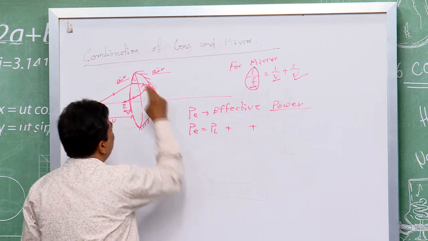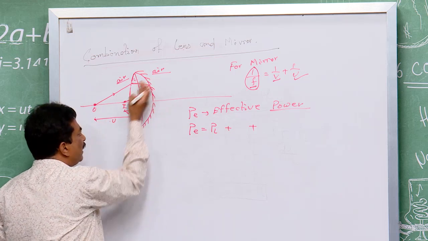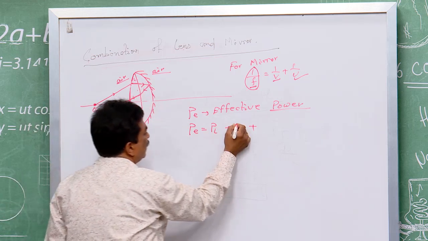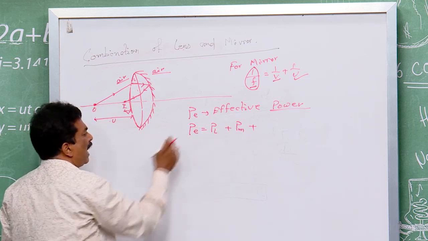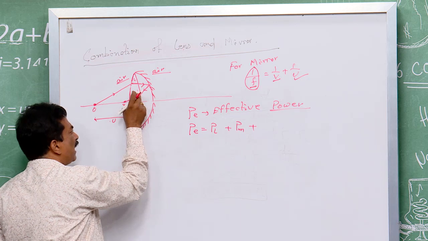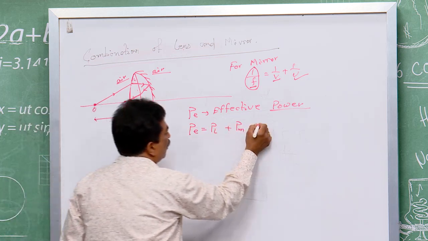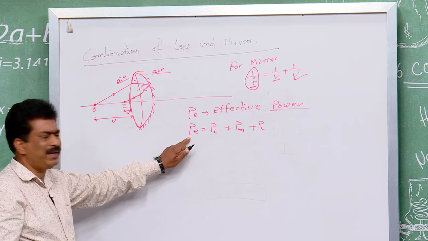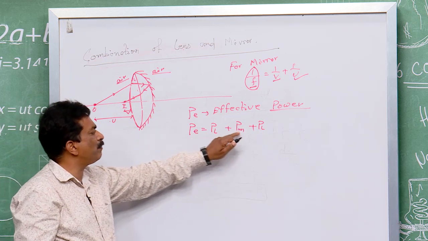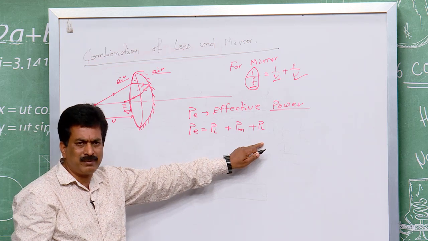The second one, due to the mirror, gives you the reflection, so that is equal to the power of the mirror, meaning PM. And lastly, it again goes through the lens, so the power of the lens. So the required formula is PE equals PL plus PM plus PL. Are you clear, my students?